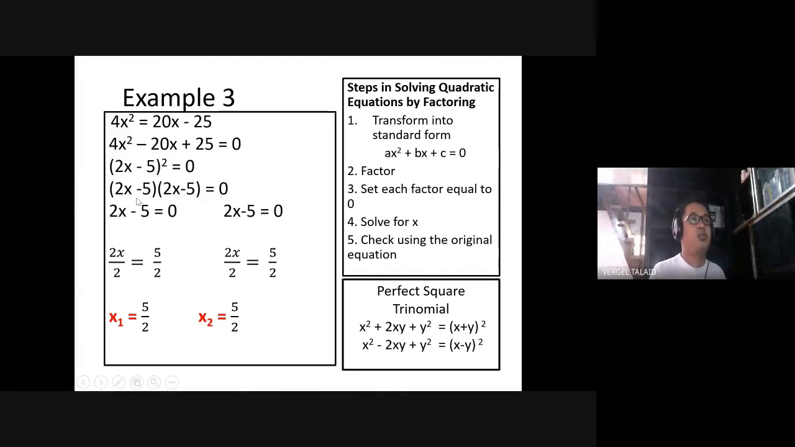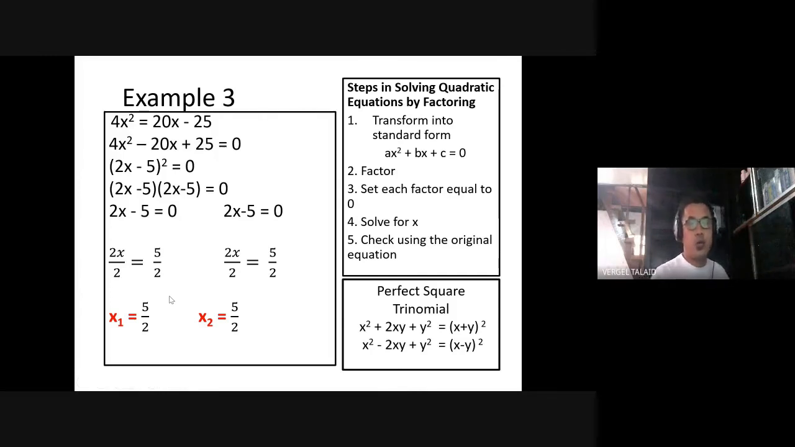So we have to equate each factor to 0. So 2x minus 5 is equal to 0 and 2x minus 5 is equal to 0. Take note that they have the same factor. So in short, we have here the same roots. Solving for x, transpose 5 to the right side, that becomes positive 5. Divide it by 2. So the first root is 5 over 2. The same with the second, which is 5 over 2. So this time we have two equal roots for our quadratic equation.